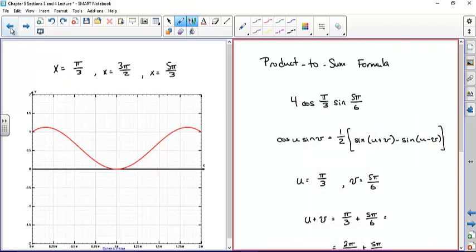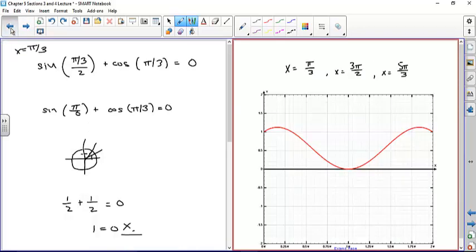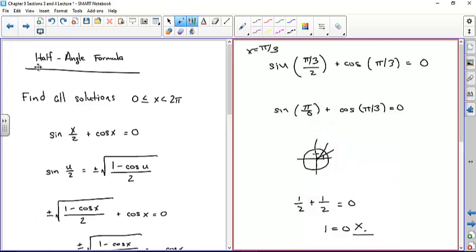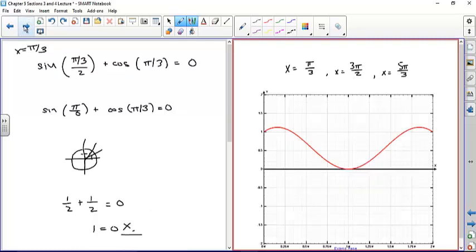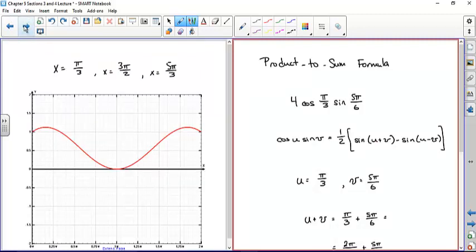And so it wasn't the power reducing formula, or whichever one we used here, the half angle formula. It wasn't the half angle formula that was wrong. It was that in trying to solve for it, we ended up losing some information.